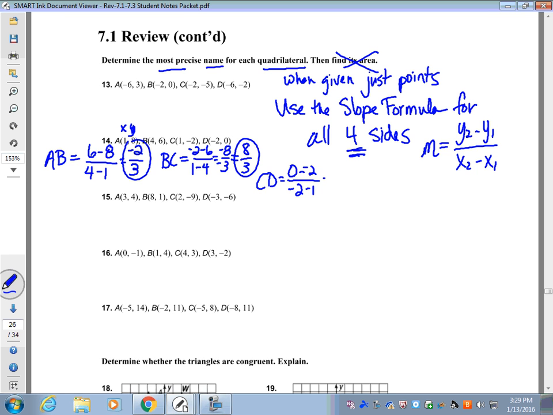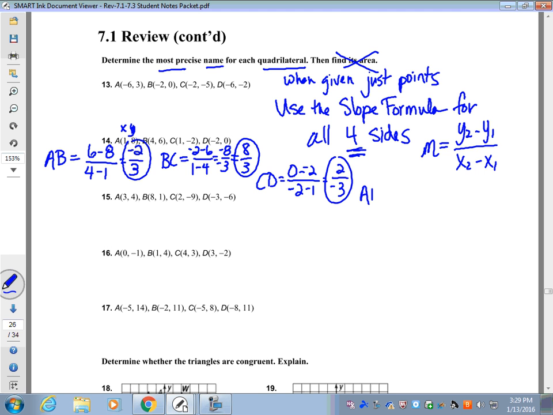2 over negative 3. 2 over negative 3. All right, there's that slope. And what do we notice? It's the same as AB, right? Okay, all right, and then we're going to do the last one.